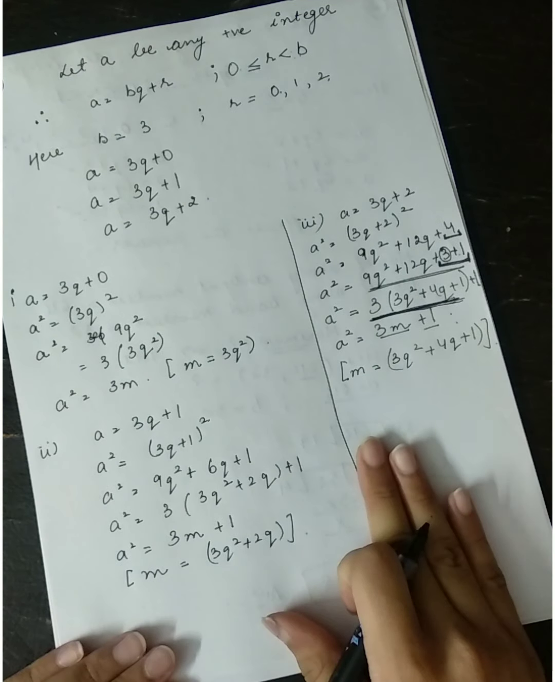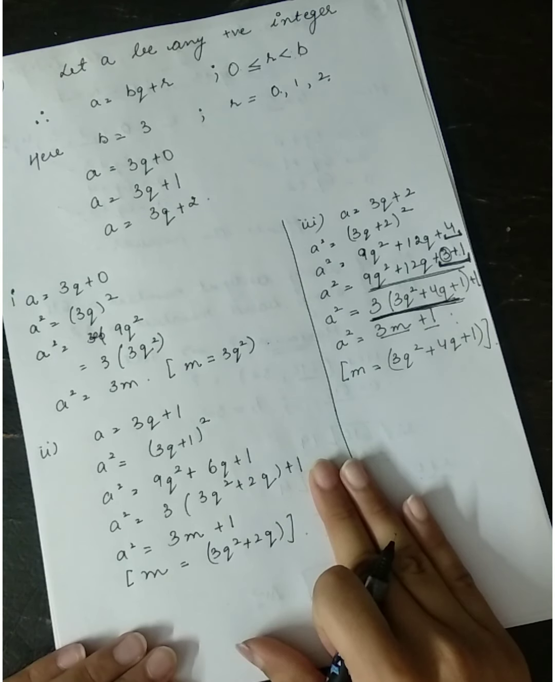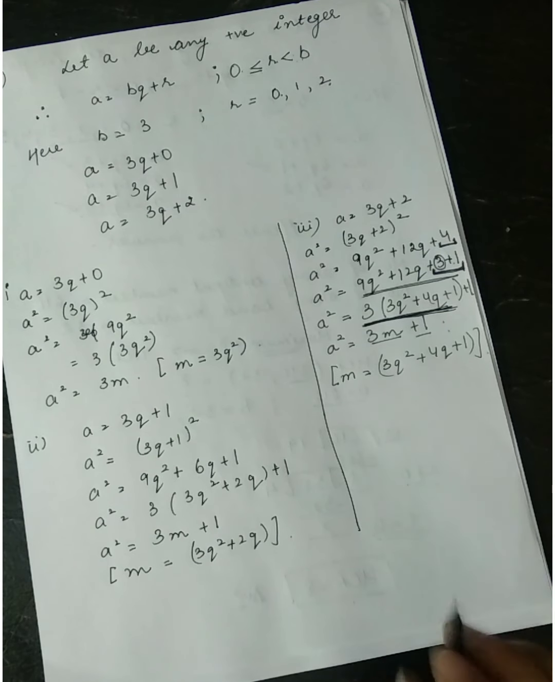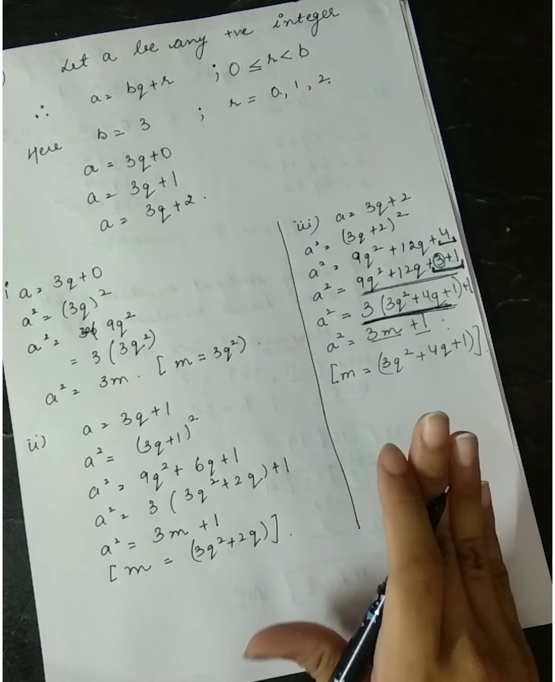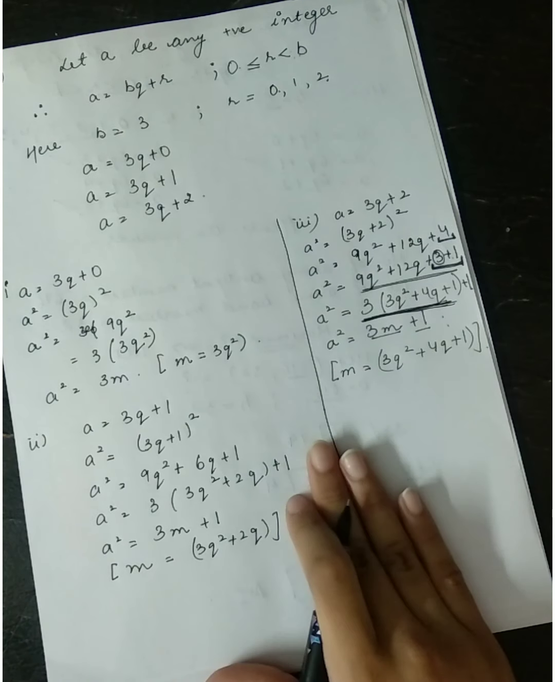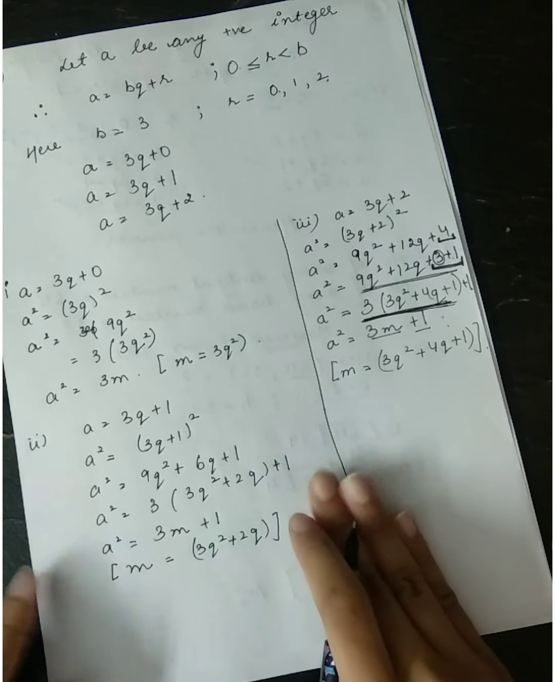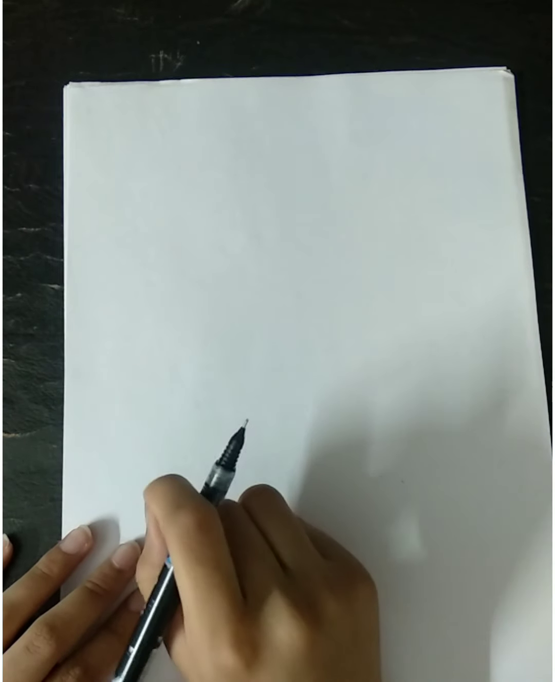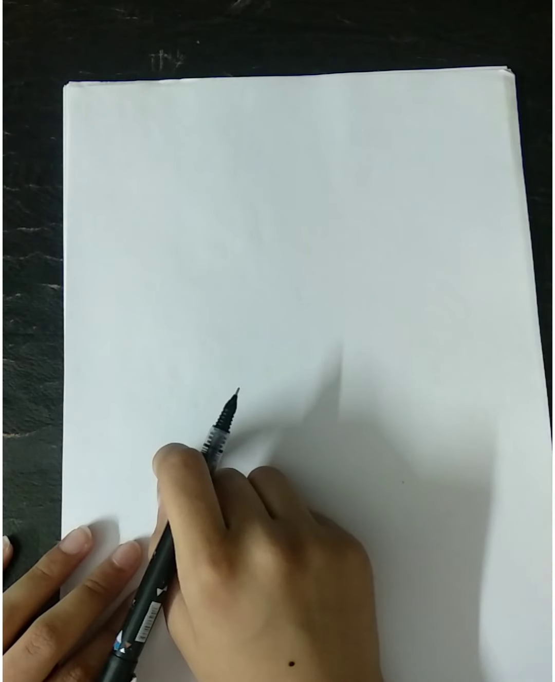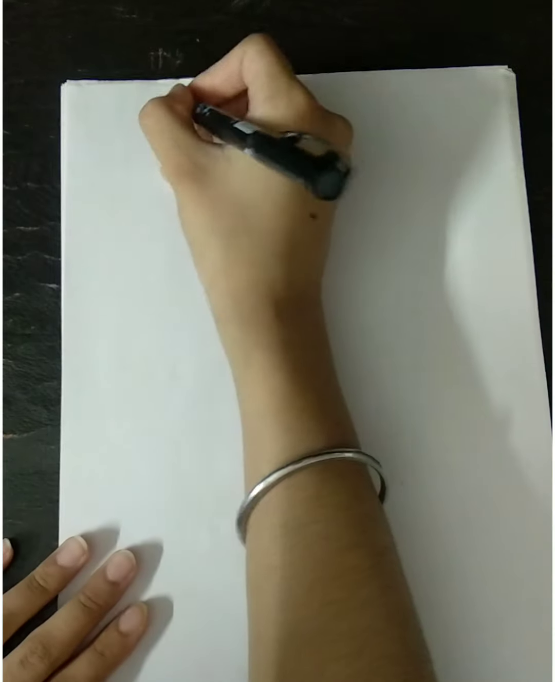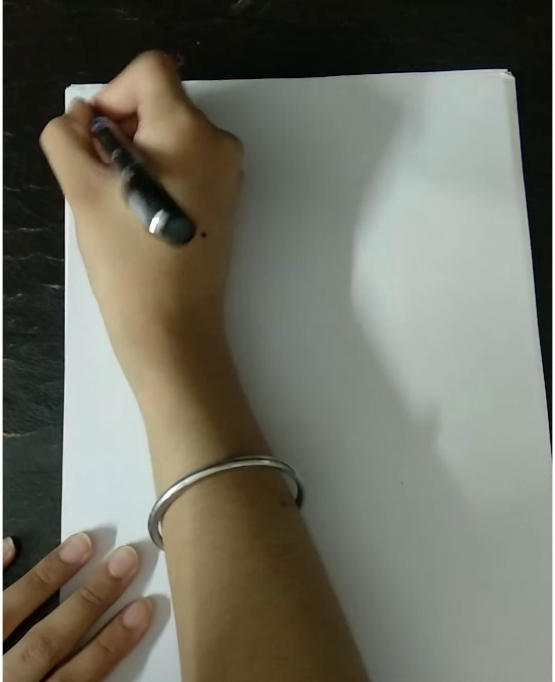Now, this was all for our fourth question. Now, let's proceed to our fifth question. Our fifth question says: use Euclid's division lemma to show that the cube of any positive integer is of the form 9m, 9m plus 1 or 9m plus 8. So, this is our fifth answer.